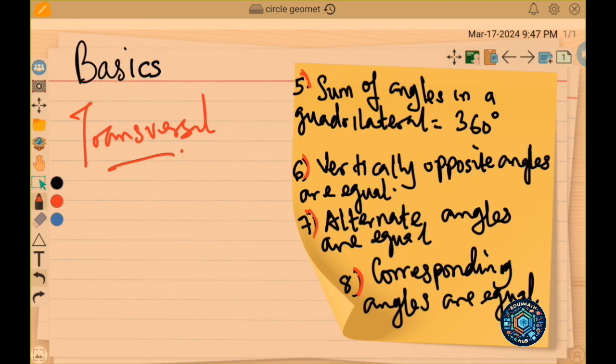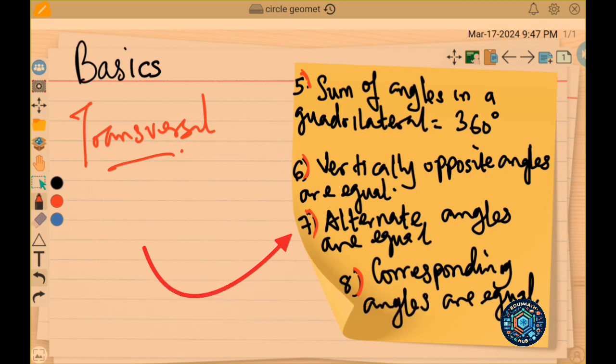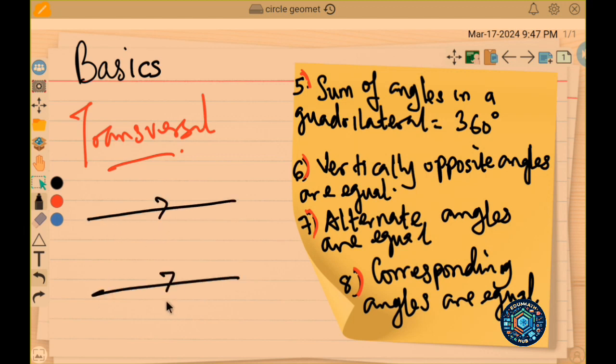So the next one is alternate angles are equal. For you to understand this concept, you must know what's called a transversal. So what's a transversal? It's just a line that cuts through other parallel lines. Take for example, you have this parallel line, you have another parallel line like this. Then there's a line that now cuts through both of them like this. This line is called a transversal. This one too will be a transversal. As far as it cuts through a pair of parallel lines, it will be a transversal.